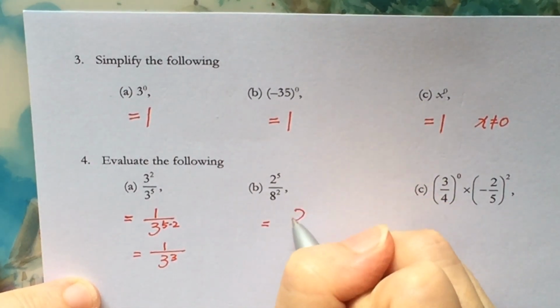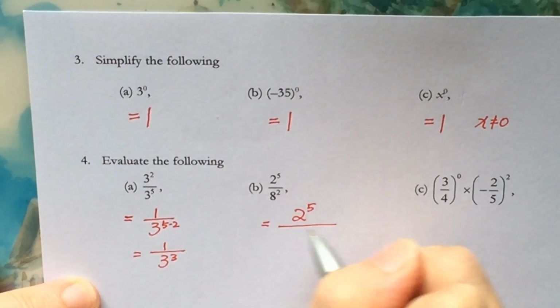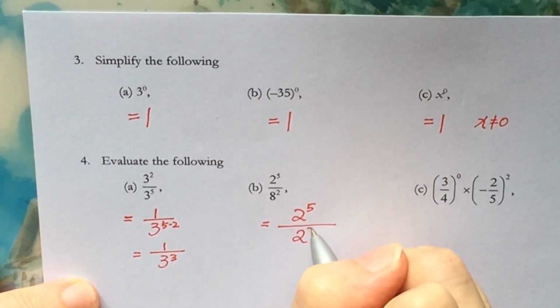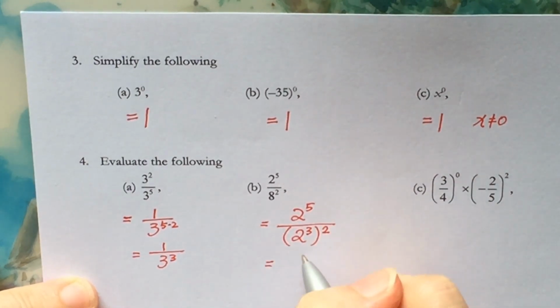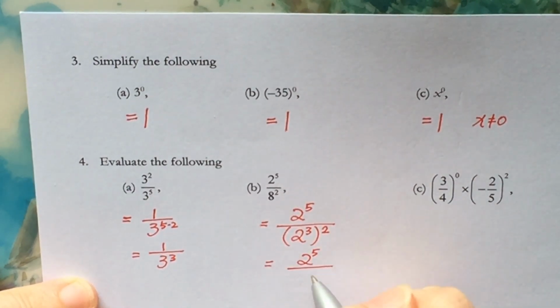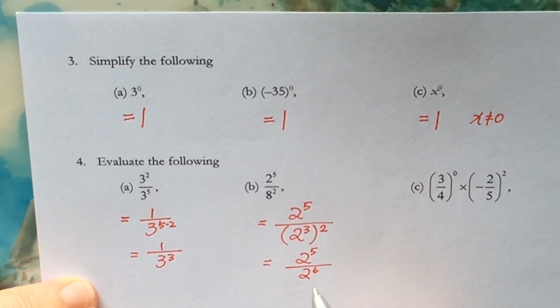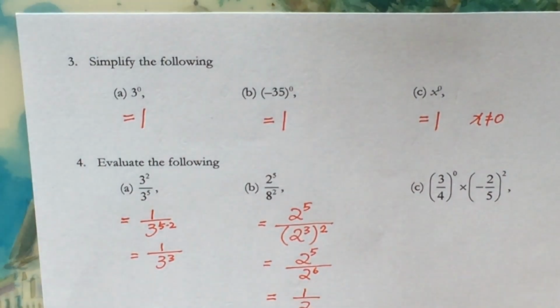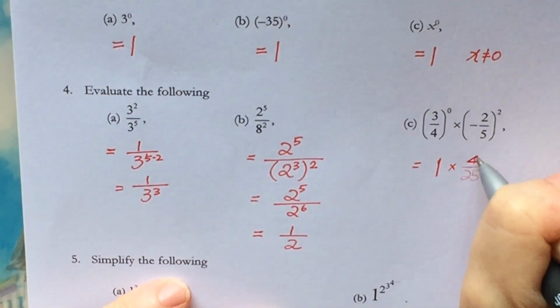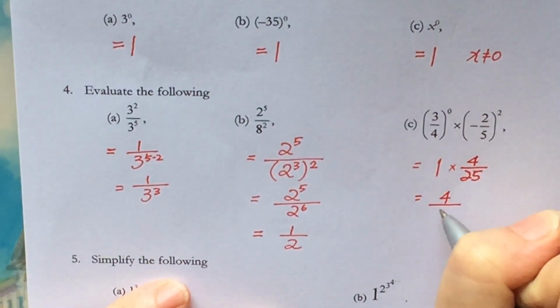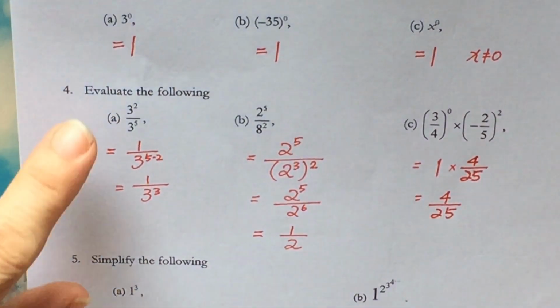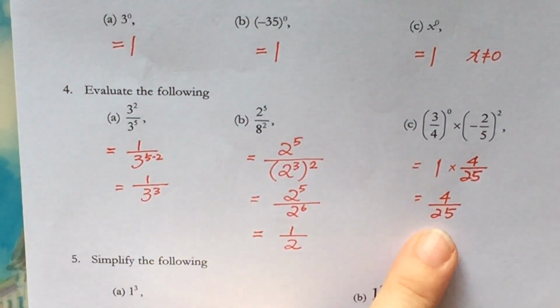2 power 5 cannot reduce anymore, but 8 we can reduce to 2 power 3. So 2 to the power 3 to the power of 2, which is actually 2 to the power 5 divided by 2 to the power of 6. How do I get 6? 3 times 2, so 6. So 2 power 5, 2 power 6, so I have 1 over 2. This is 4 over 25. So multiply together, you get 4 over 25.